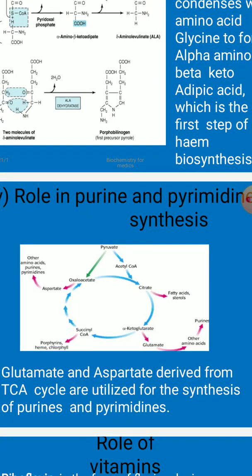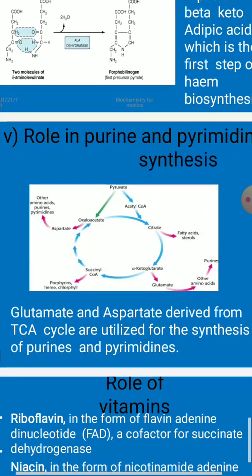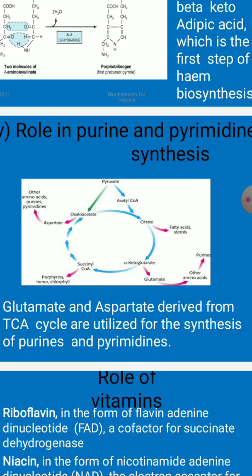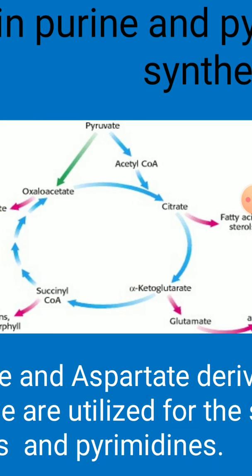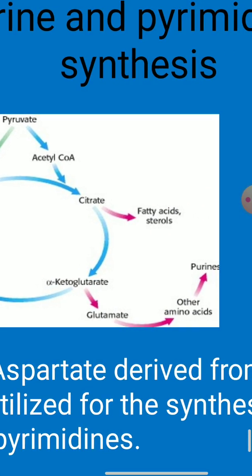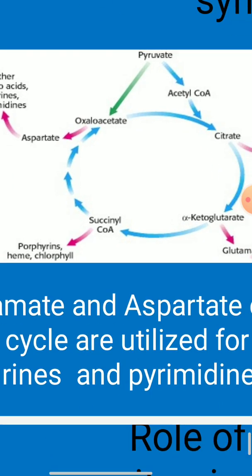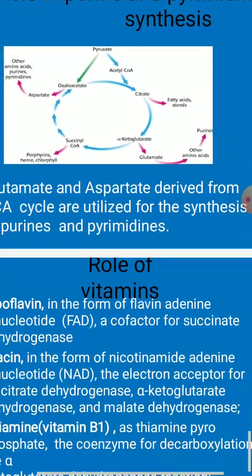Coming to the role of other TCA intermediates in purine and pyrimidine synthesis: glutamate and aspartate, which are mainly derived from the TCA cycle, are utilized for the synthesis of purines and pyrimidines. So citrate goes to fatty acids and steroids, and alpha ketoglutarate to glutamate and other amino acids, and to purines. You can see here porphyrin, heme, chlorophyll. Succinyl CoA and oxaloacetate result in the formation of aspartate, and then other amino acids, purines and pyrimidines can also be synthesized.